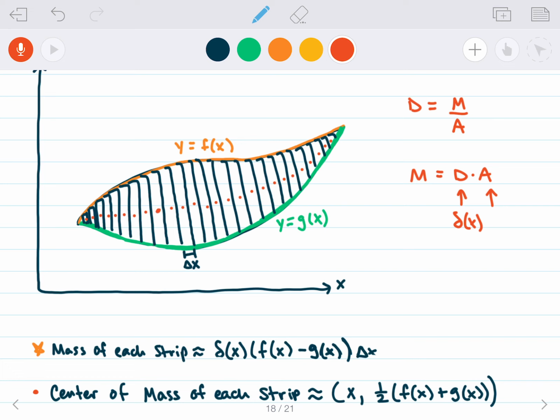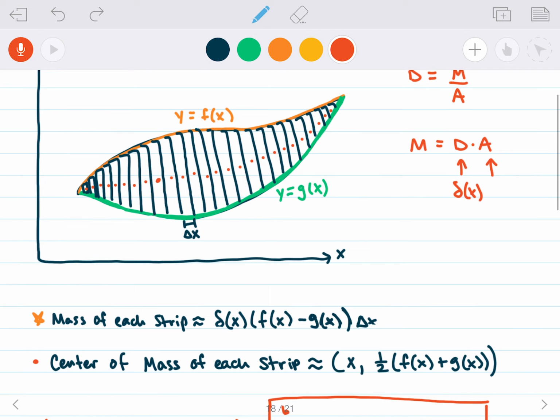The center of mass of each of these little strips is going to be located at the x-coordinate. So that's our first coordinate of the center of mass. And then the second coordinate is the y-coordinate. So it's the average of the heights, f of x plus g of x, divided by 2. It's going to be this guy plus this guy divided by 2, which is going to give us that middle point, okay? And I'm just showing you this to give you some intuition. I'm going to give you the formulas, but I want to show you where this is coming from because I think it's super cool.